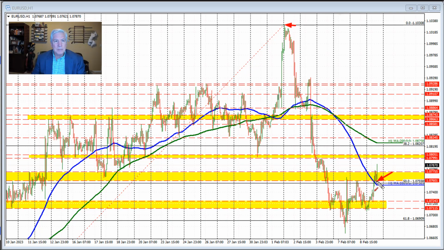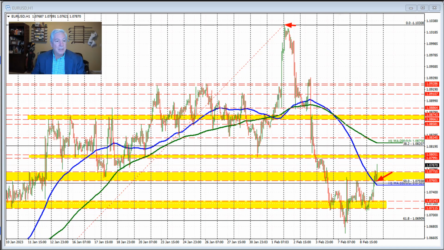The 50% comes in right here at the 1.07558 level. We also have this swing area here that has a number of different swing lows and swing highs going back in time, and we moved above the upper end of that range. It was 1.0775. And getting above that level, the 50%, getting above the 100-hour moving average, getting above the swing area here is all bullish bias here for the pair.